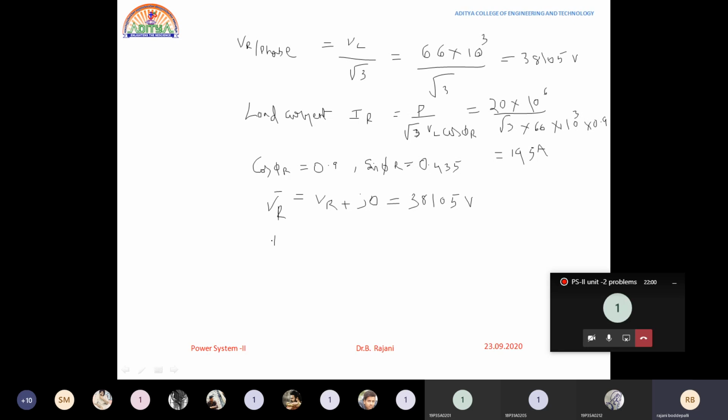Now, how to calculate IR, the receiving end current? IR, we know, is IR into cos phi r minus j sin phi r.